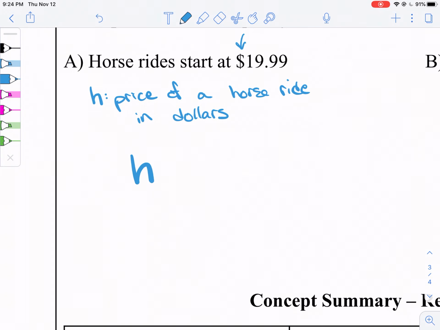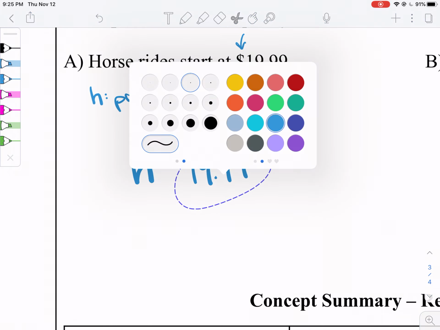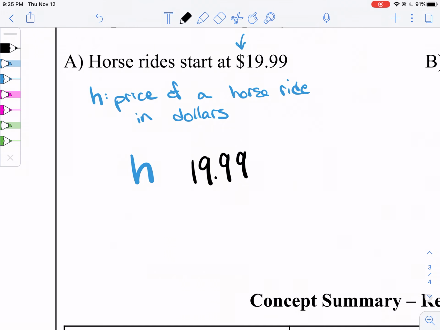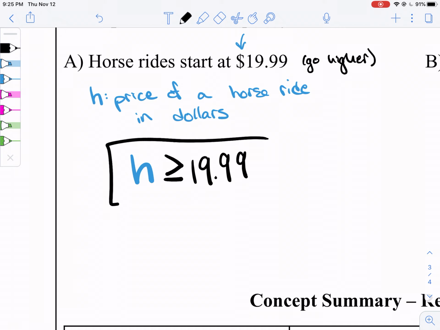So we have H somehow relating to $19.99. But how does it relate is the big question. Well, we say they start at $19.99. So they're equal to. But then if they start at $19.99, they can go higher. So you could have a horse ride that's $30. You could have a horse ride that's $100. Maybe it's like an exquisite horse or something. So that means H is always going to be greater than or equal to 19.99. Or maybe they start at 19.99 because you add tax and extra stuff to them.